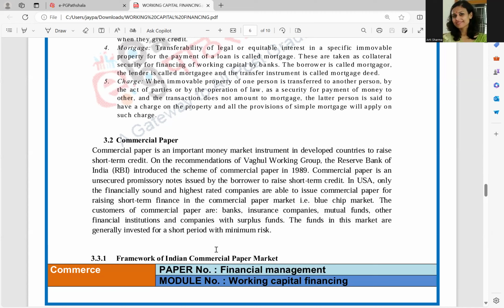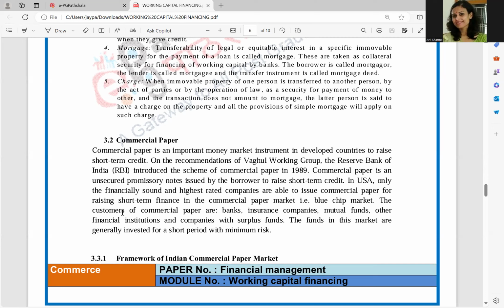Commercial paper is an unsecured promissory note issued by the borrower to raise short term credit, और ये यूएसए में ओनली द फाइनेंशियल साउंड एंड हाईएस्ट रेटेड कंपनीज जो होती है, जो फाइनेंशियली साउंड, जिनकी क्रेडिट वर्दिनेस बहुत ज़्यादा हाई होती है, वही इशू करती हैं, जैसे कि जितनी भी ब्लू चिप कंपनीज होती हैं.